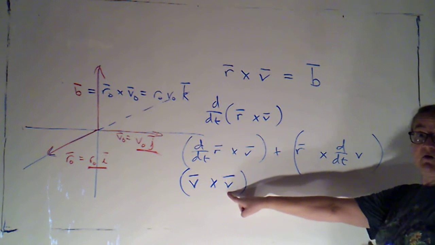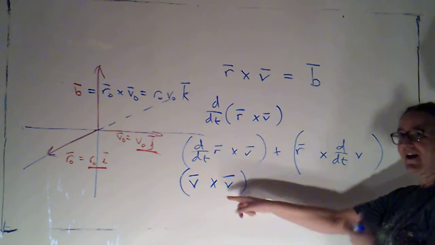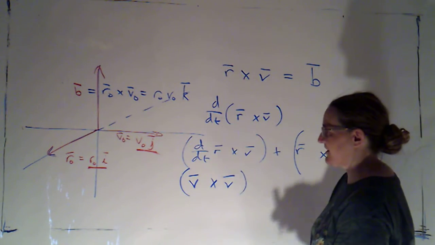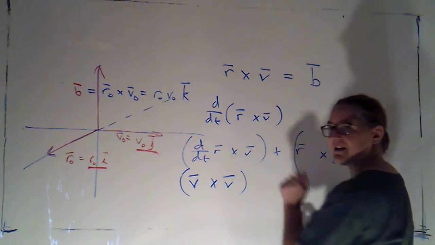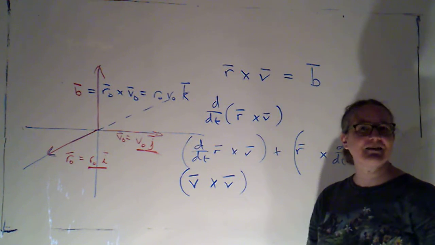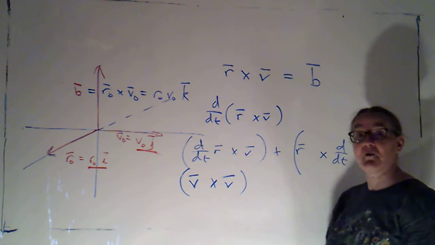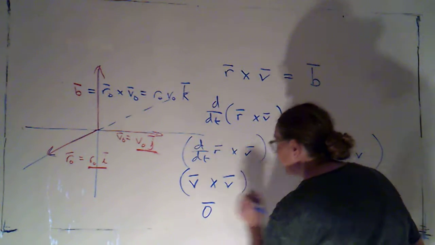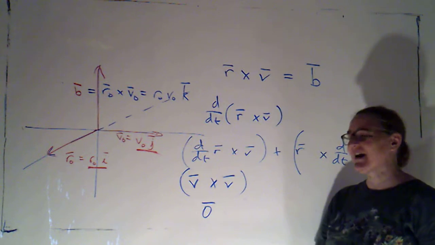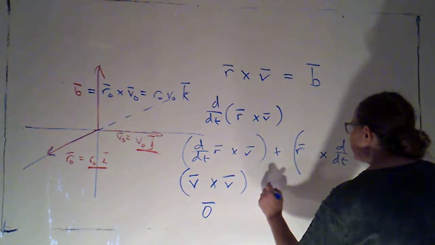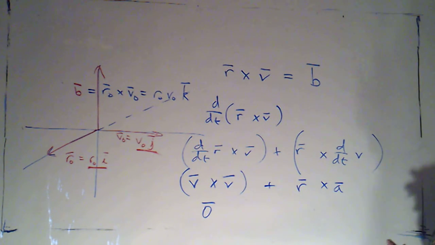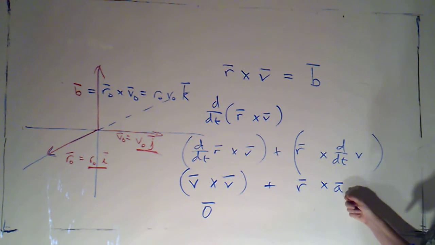Well, that's going to be zero, because anytime I cross a vector with itself, I'm going to get zero. Remember, the magnitude of the cross product is going to be the product of the magnitudes times the sine of the angle between these vectors. But the angle between v and itself is zero. So I'm getting a vector of zero magnitude, the zero vector. In fact, anytime I cross parallel vectors, they don't even have to be identical, I get zero. So what's the second factor then? Well, this is going to be r crossed with a. The derivative of velocity is acceleration.